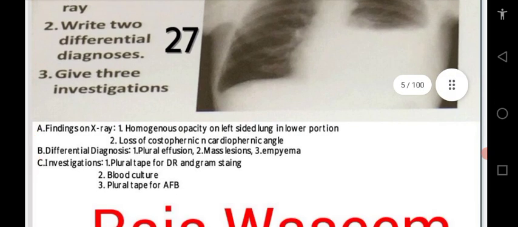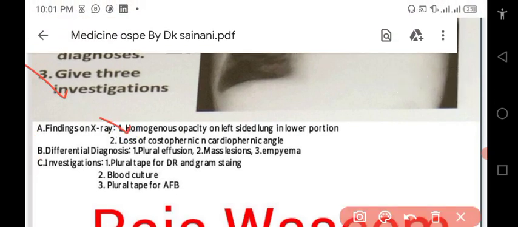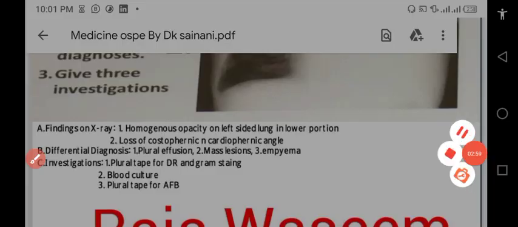The X-ray shows homogeneous opacity of the left side of the lung with loss of the costophrenic angle. The differential diagnosis can be pleural effusion, malignancy, or empyema. Investigation is pleural tap for DR or gram stain. Blood culture and pleural tap are also performed in order to diagnose this.